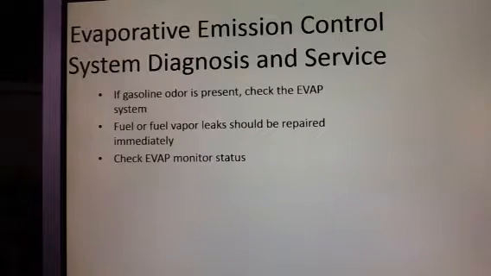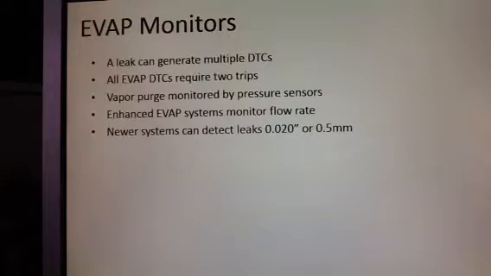and is maybe there a leak in the system. We need to get out maybe our smoke machine and smoke it to see if there's a leak, or if there's maybe a purge or vent solenoid that's stuck open, closed, something of that sort. With our EVAP monitors, a leak can generate multiple diagnostic trouble codes. All EVAP diagnostic trouble codes require 2 trips, so we're going to have 2 trips in this vehicle to be able to get that diagnostic trouble code to be set.